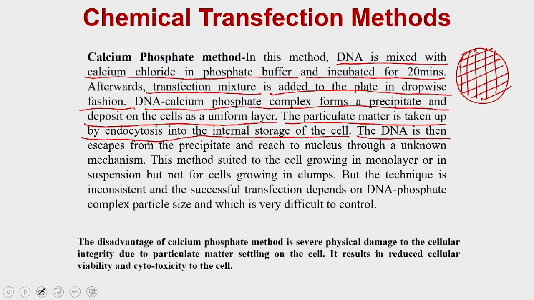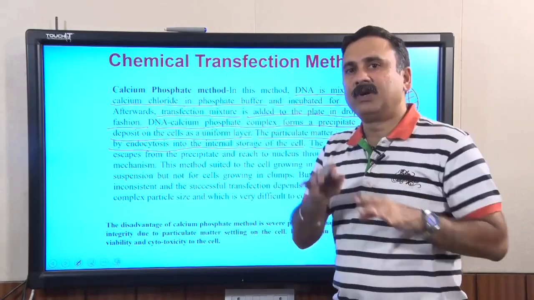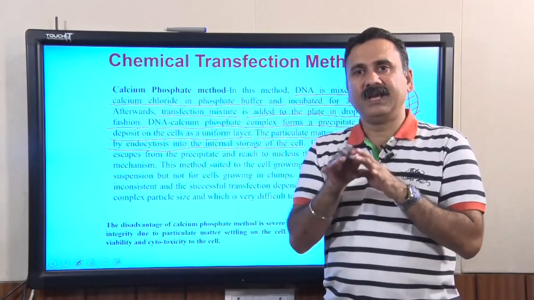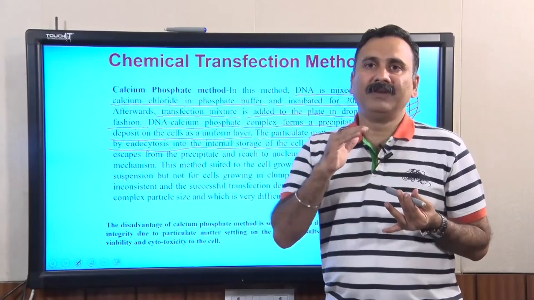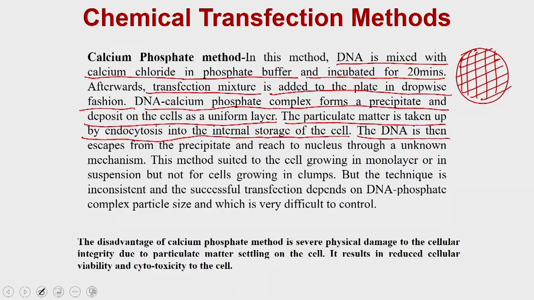You know that the internal storage environment after endocytosis is not going to keep the calcium phosphate in complexes. So once it enters the cell and goes to the storage area, the calcium phosphate is released and the free DNA is available to escape from the precipitate and reach the nucleus. Although how the DNA escapes from the calcium phosphate precipitate and reaches the nucleus is still not known.